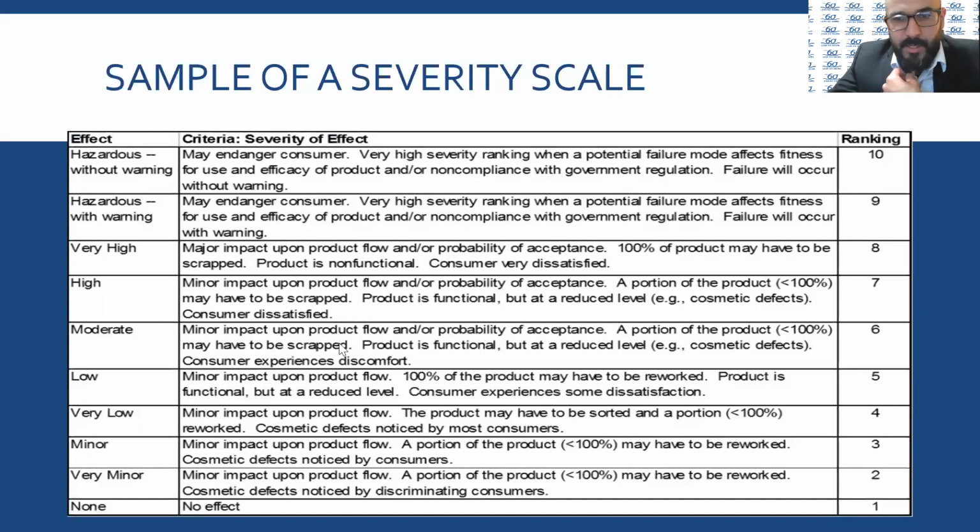Let's move on here to the moderate. The moderate, we give it a rank of 6. Minor impact upon product flow or probability of acceptance. A portion of product less than 100% may have to be scrapped. Product is functional, but at a reduced level. So maybe you will see cosmetic defects, customer experience discomfort. So this is a guideline for you to see what rating should I give. Should I give it 9, 8, 7, etc.? That's for the severity.